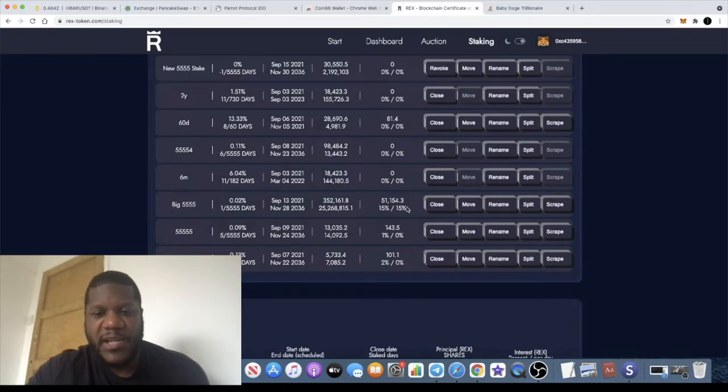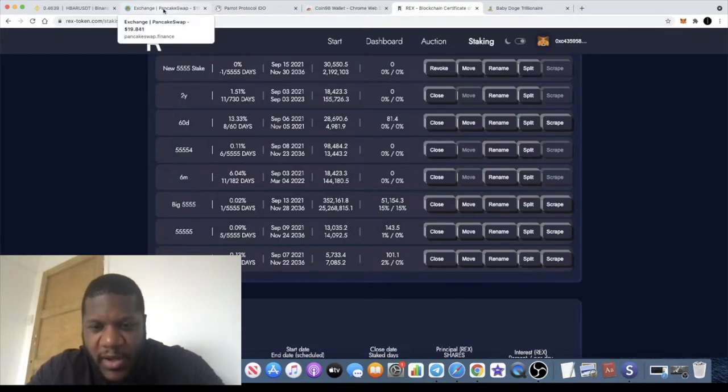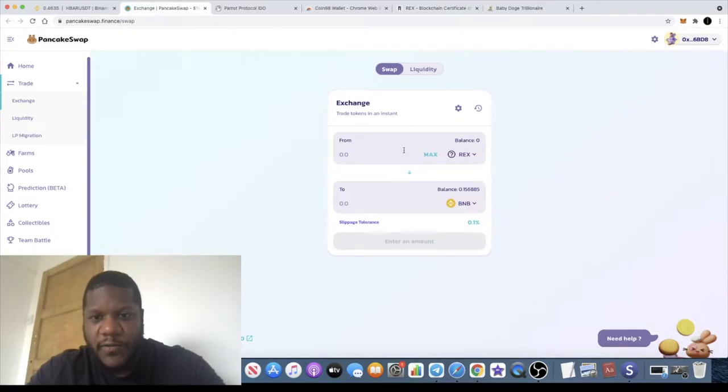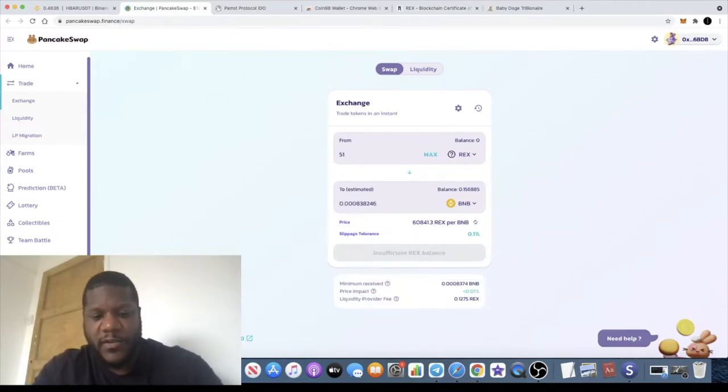Update on my big stake from yesterday. This is my biggest stake, which I wrapped into one: 352,000 Rex, and I'm getting 15% a day. If you work out the price of Rex, what am I getting today? Let's have a look. If we go to PancakeSwap and pull up Rex, we got 51,154. That works out to about 0.8 BNB on just that stake, and that will be daily according to the price of Rex at the moment.